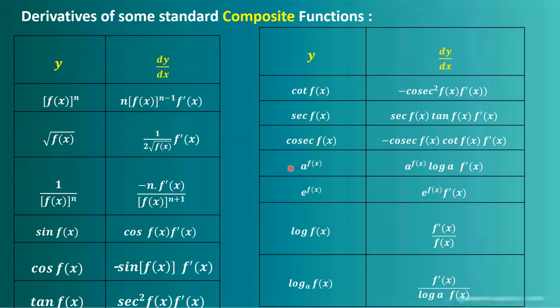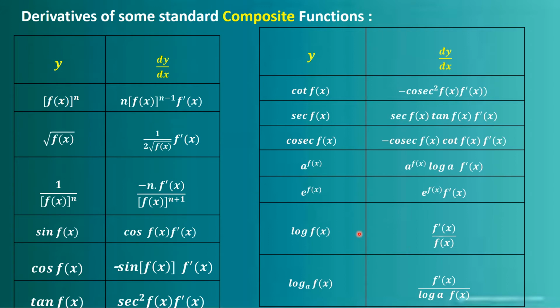Now derivative of a raised to f of x, which is of the form a raised to x. We learned if it is a raised to x, the derivative is a raised to x log a. But it is not a raised to x. In place of x, we have got a function. So a raised to f of x derivative is a raised to f of x into log a into f dash x. Next, e raised to f of x is e raised to f of x into f dash x.